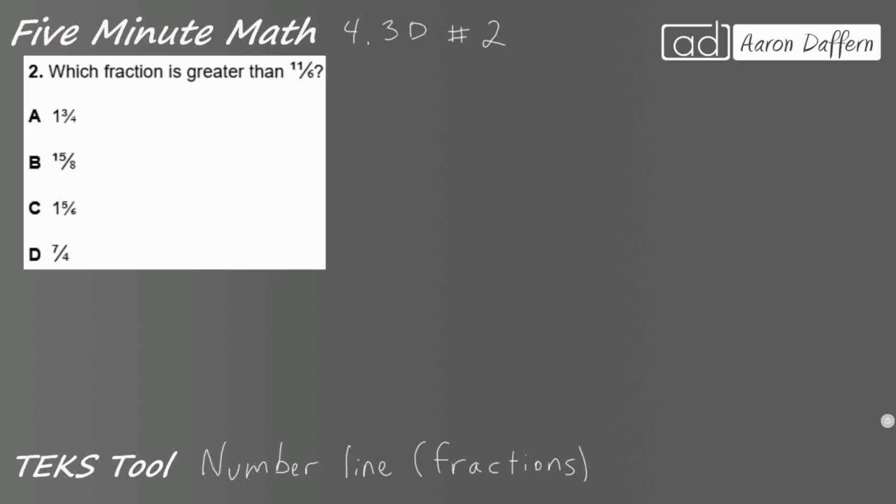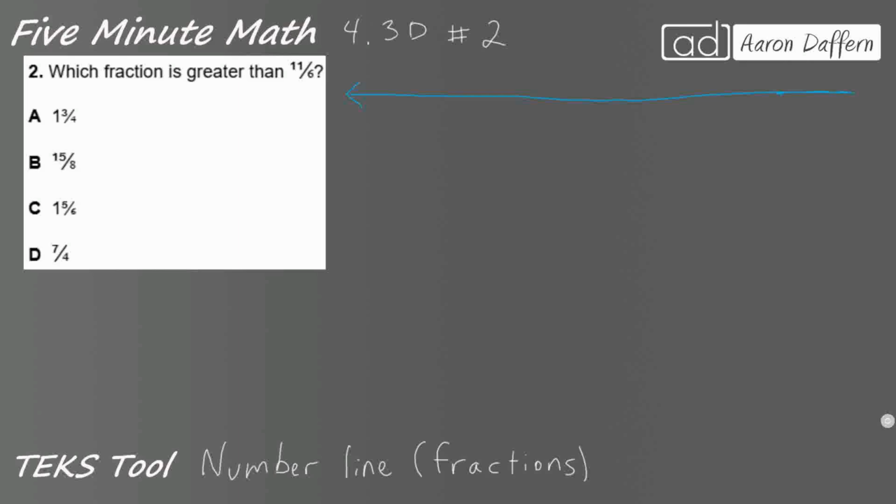So we've got an improper fraction here, 11/6. We need to find one of these fractions that's greater than that. So we can do it with just the algorithm, and I'll show you how that works. But another way to visualize that would be with a number line. So I'm going to draw a number line, and that's going to give you my 11/6.